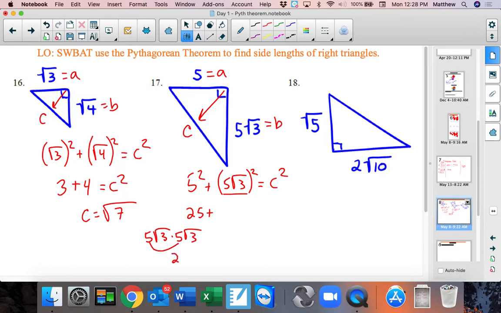5 root 3 times 5 root 3. Outside times outside is 25. Radical 3 times radical 3 is just 3. So that's 75. So obviously C squared equals 100. So C would be 10 in that one. Okay, so there are just a few examples, but that is day 1 with Pythagorean theorem.